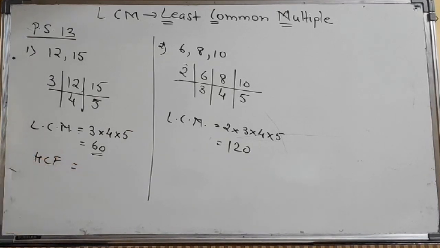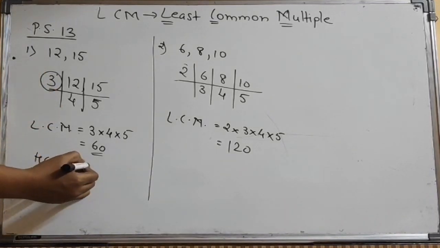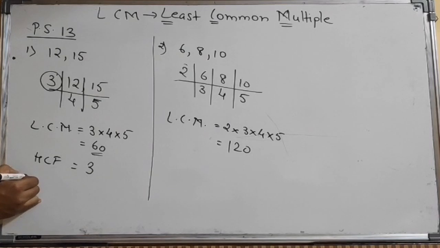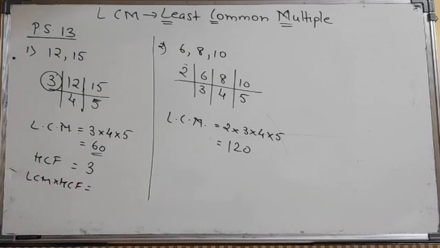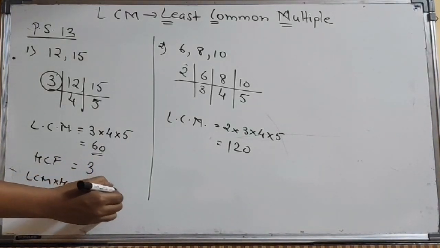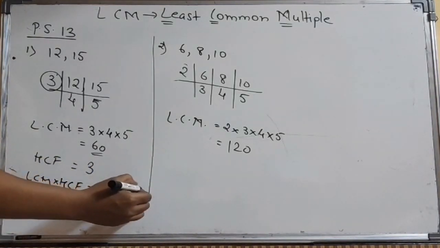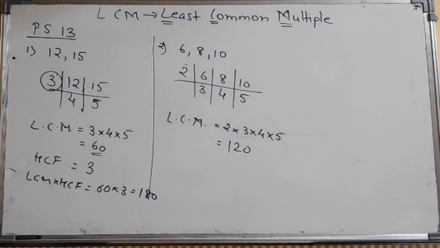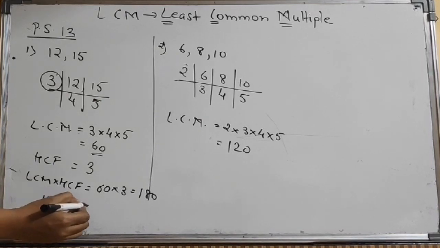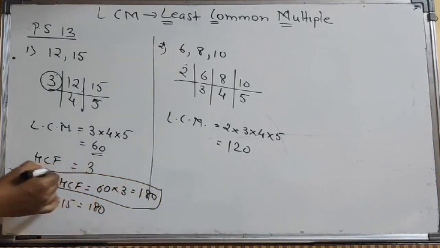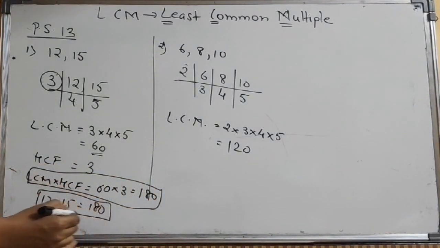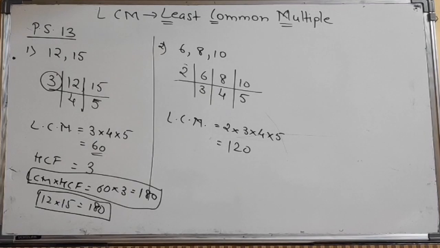HCF is always taken from here, this is the HCF. So HCF is how much? 3. So what is LCM into HCF? 60 into 3, that is equal to 180. Now what is 12 into 15? 12 into 15 is also 180. See, the product of LCM and HCF is equal to the product of the numbers.